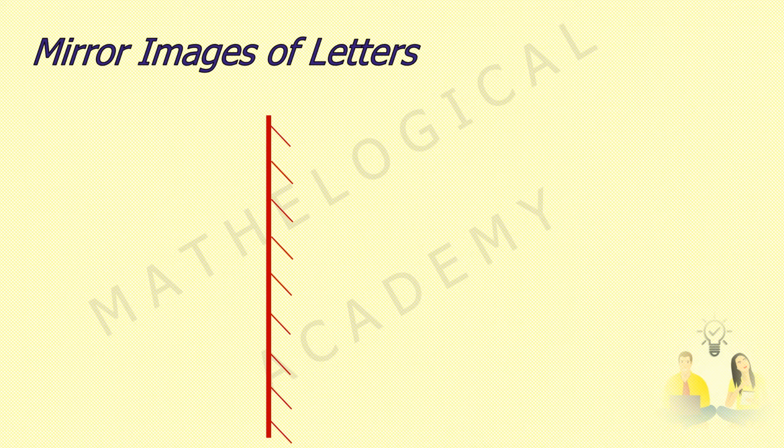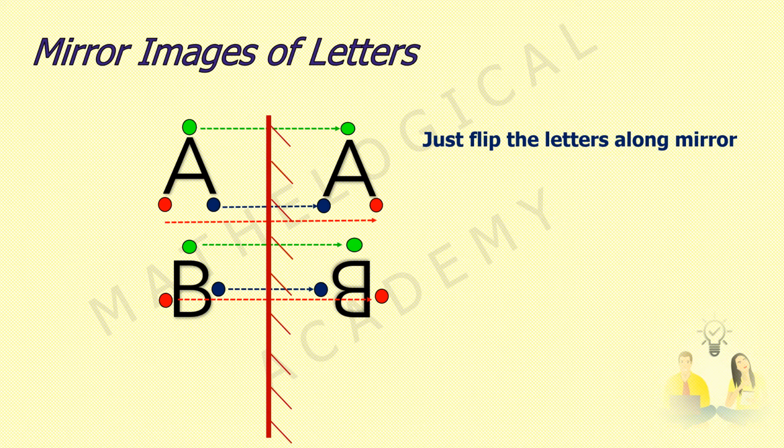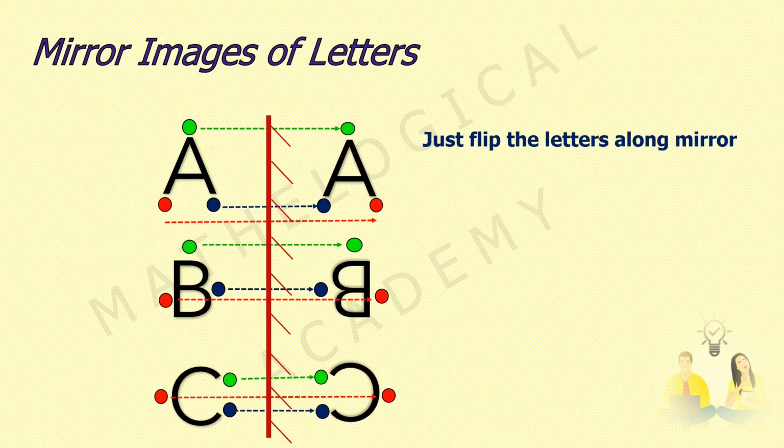Mirror images of letters. The easiest way to think of mirror images of letters or numbers is to flip them along the mirror. Top remains top, bottom remains bottom, but left becomes right and right becomes left. So the part of the figure which is closer to the mirror will appear closer to the mirror in the image also, and the farther end will appear farther from the mirror in the image also.